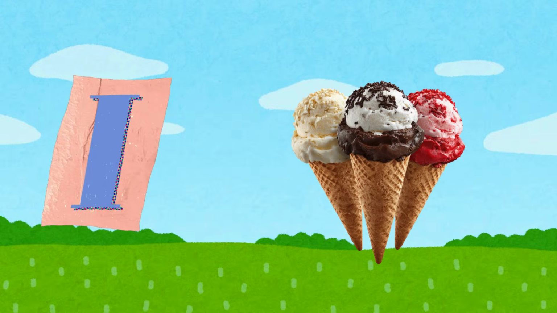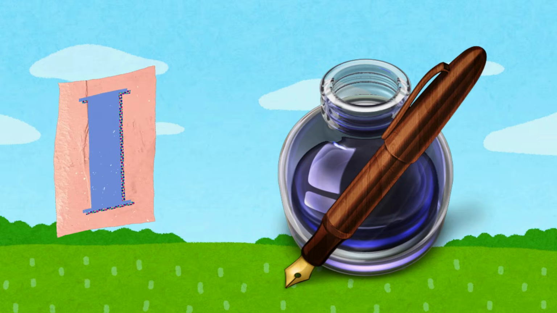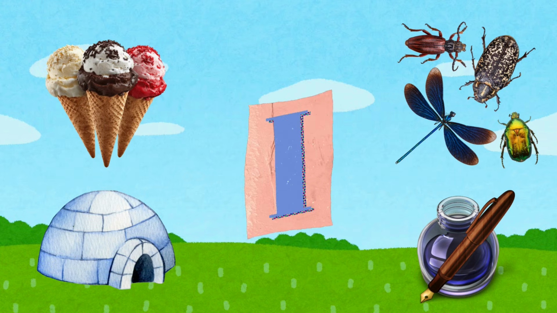I for ice cream. I for igloo. I for ink. I for insect. Excellent! That's I.